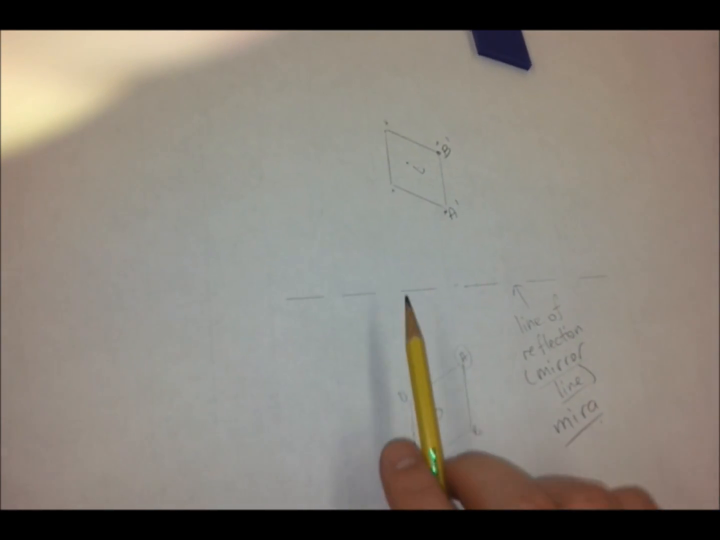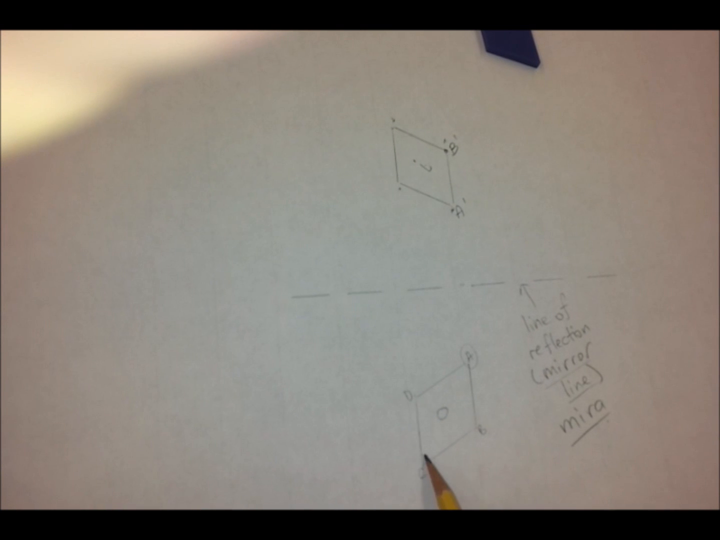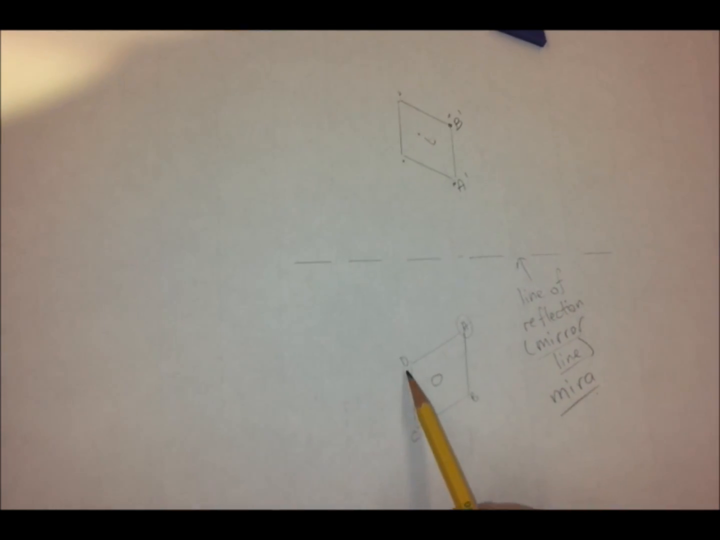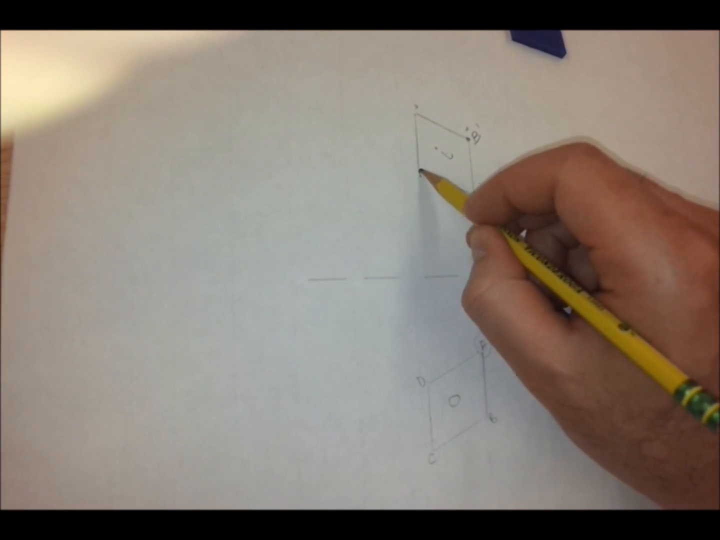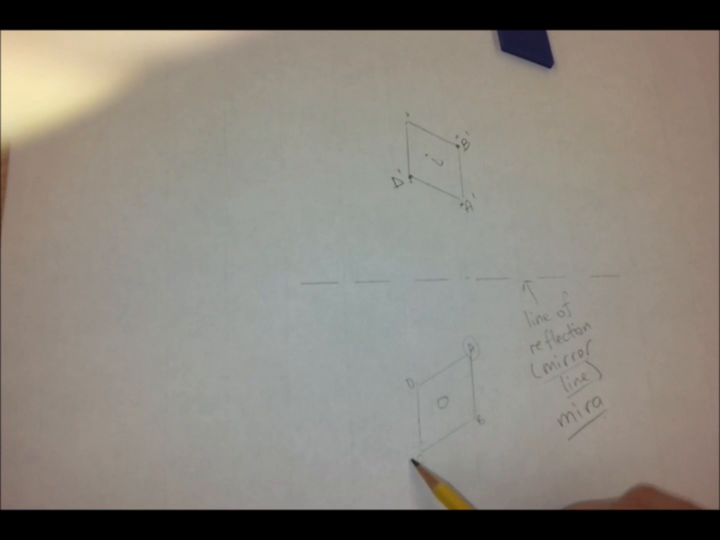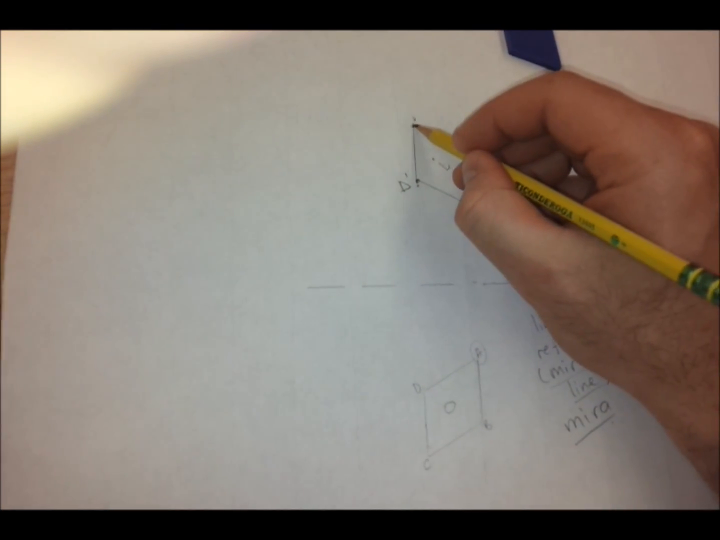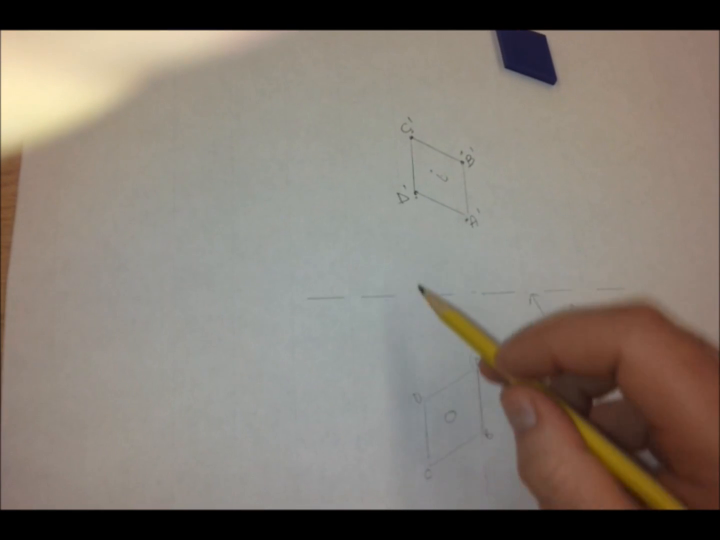And now if we look at the parallel line here, which point is closest to the mirror line in the object? D. So that means D prime should be closest to the mirror line on the image. And that leaves, through the process of elimination, C prime must be the furthest away, and it is in our object. C is the furthest away, so C prime is over there.